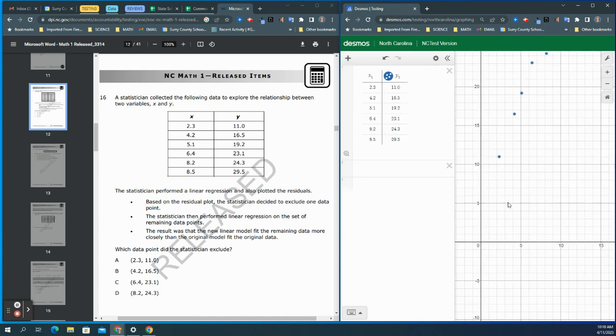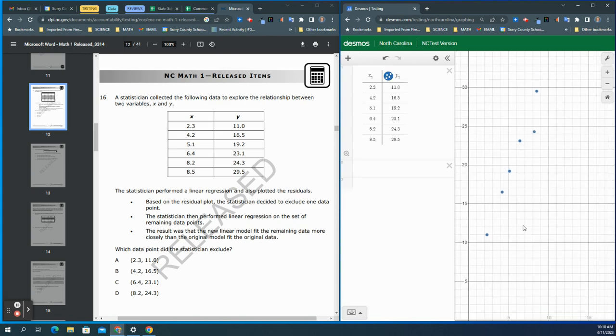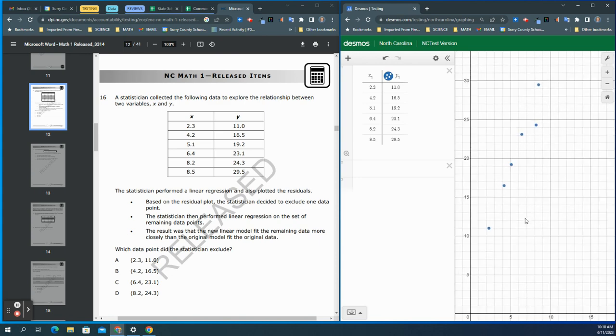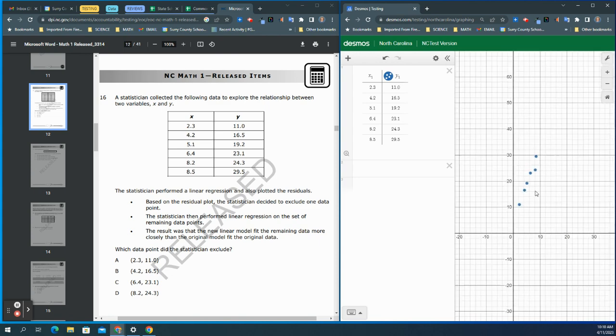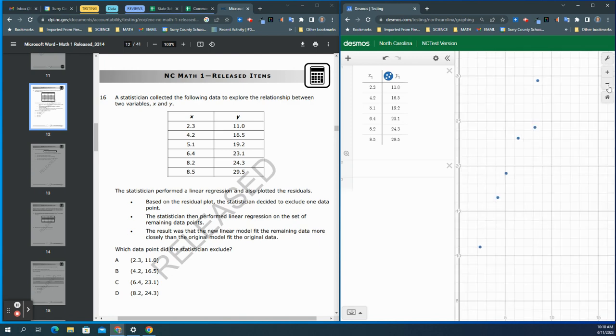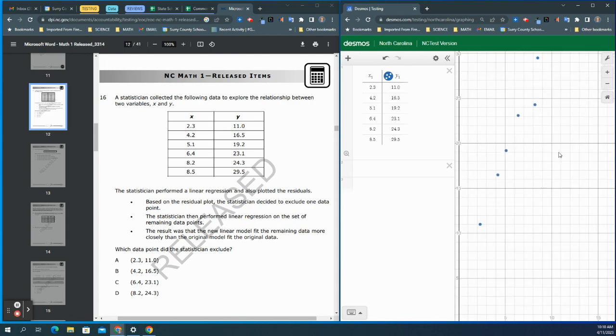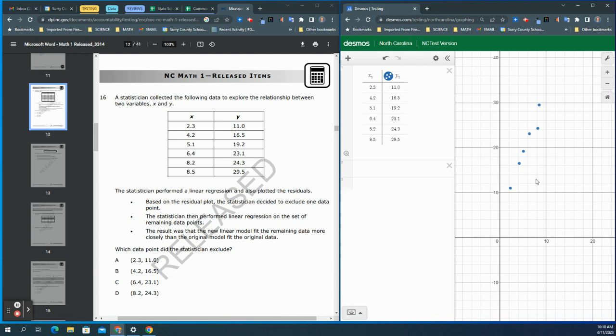As you see, what happened here when we did that is it plotted these points for us over here on the graph. And so I can zoom in and out. I can use this to zoom in and out, or I can move it around. So I'm going to zoom out for a second. Then, since this says that it was linear regression, that means I need a linear regression equation.